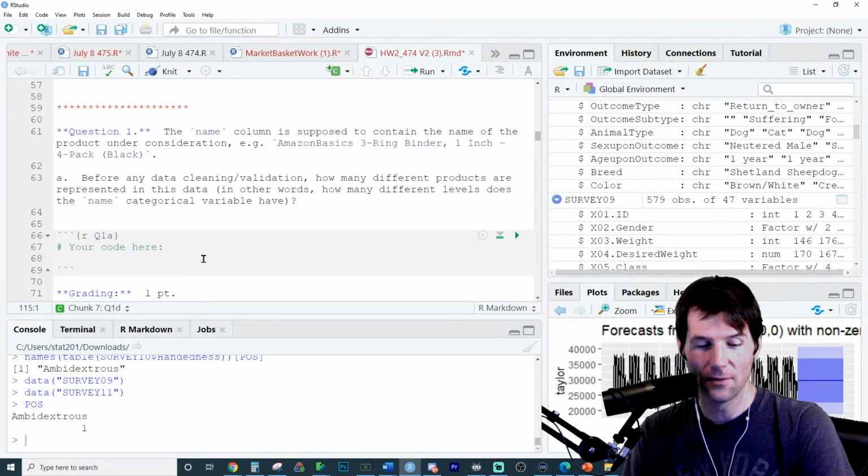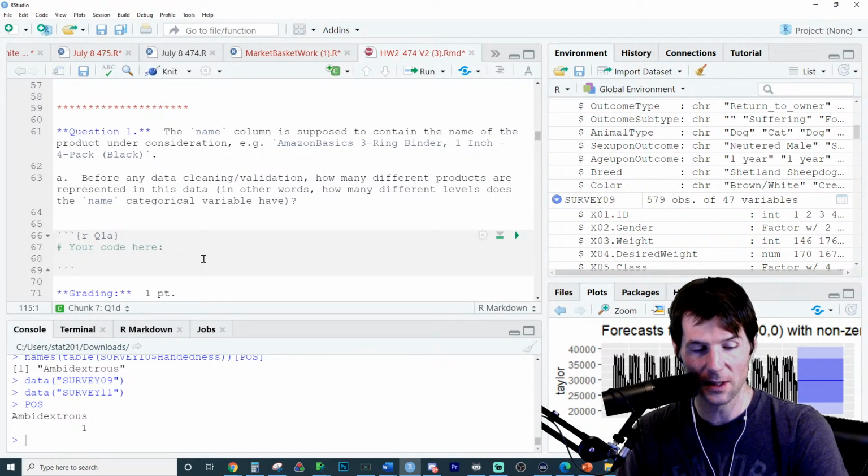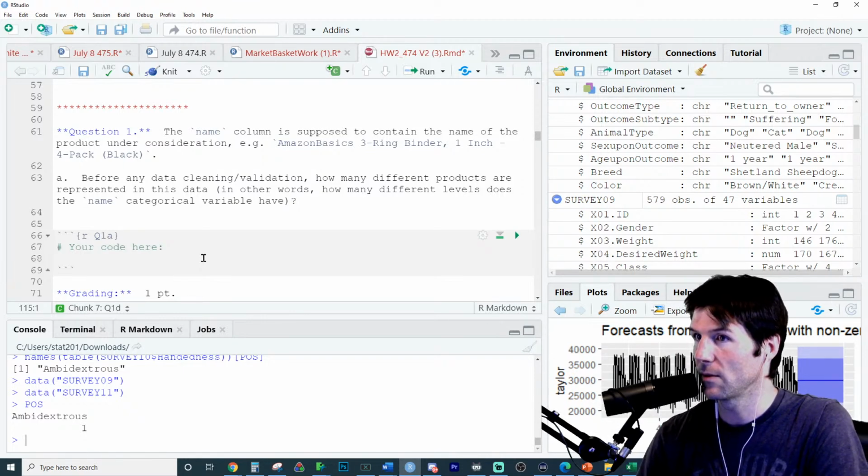Before any data cleaning validation is done, how many different products are represented in this data? In other words, how many different levels does the name categorical variable have?